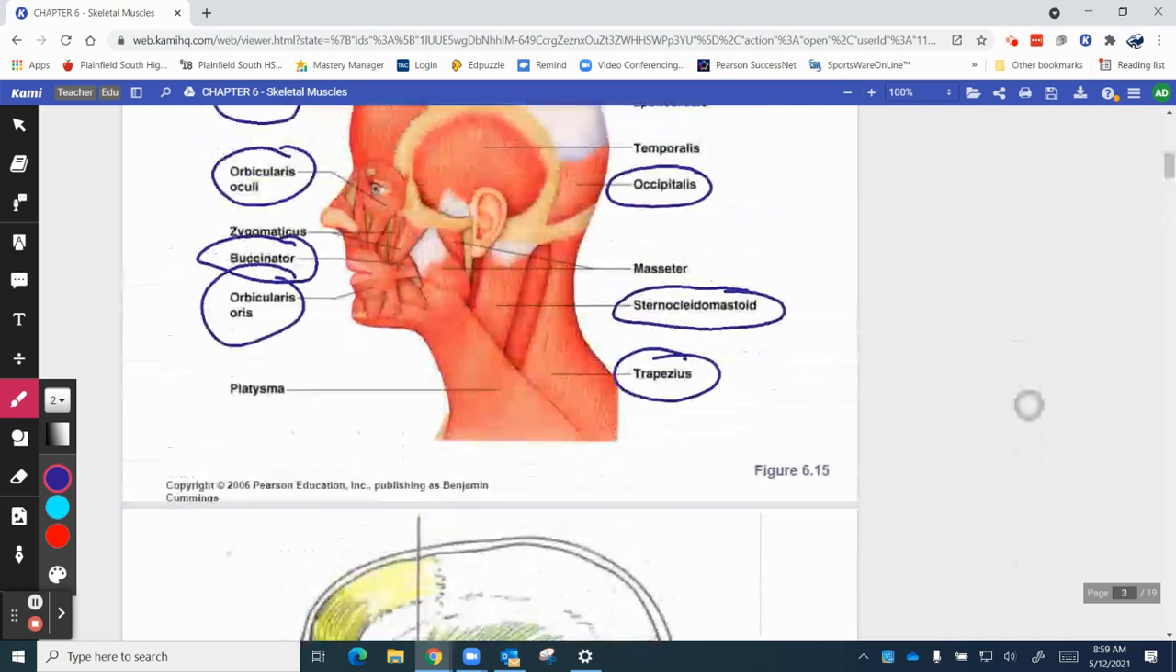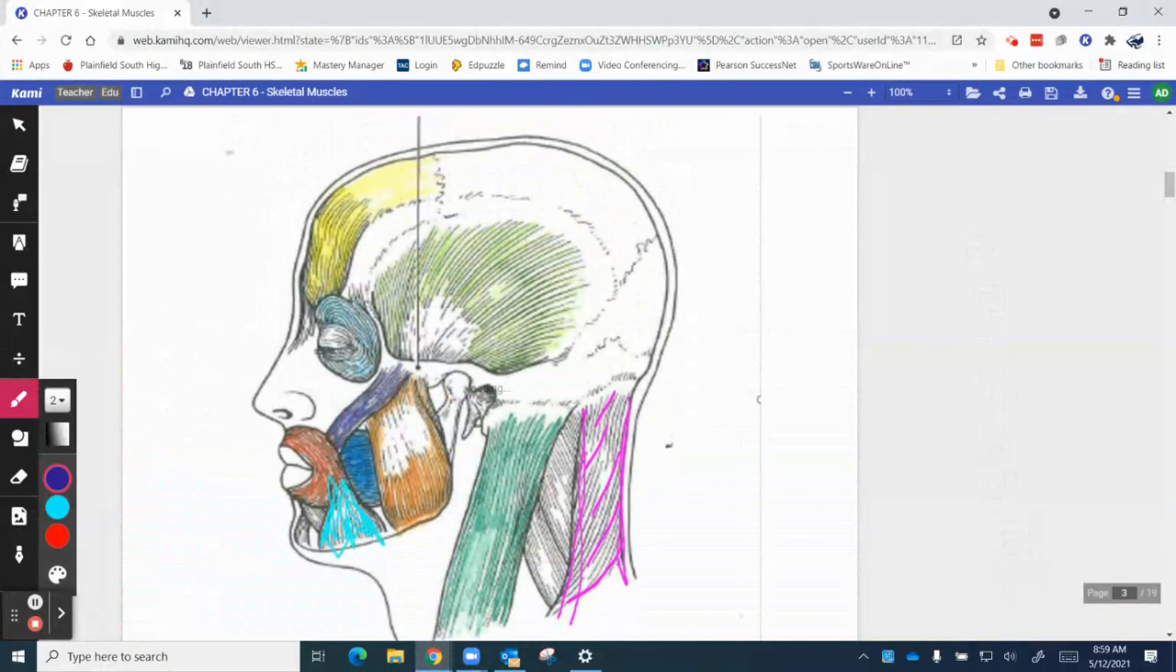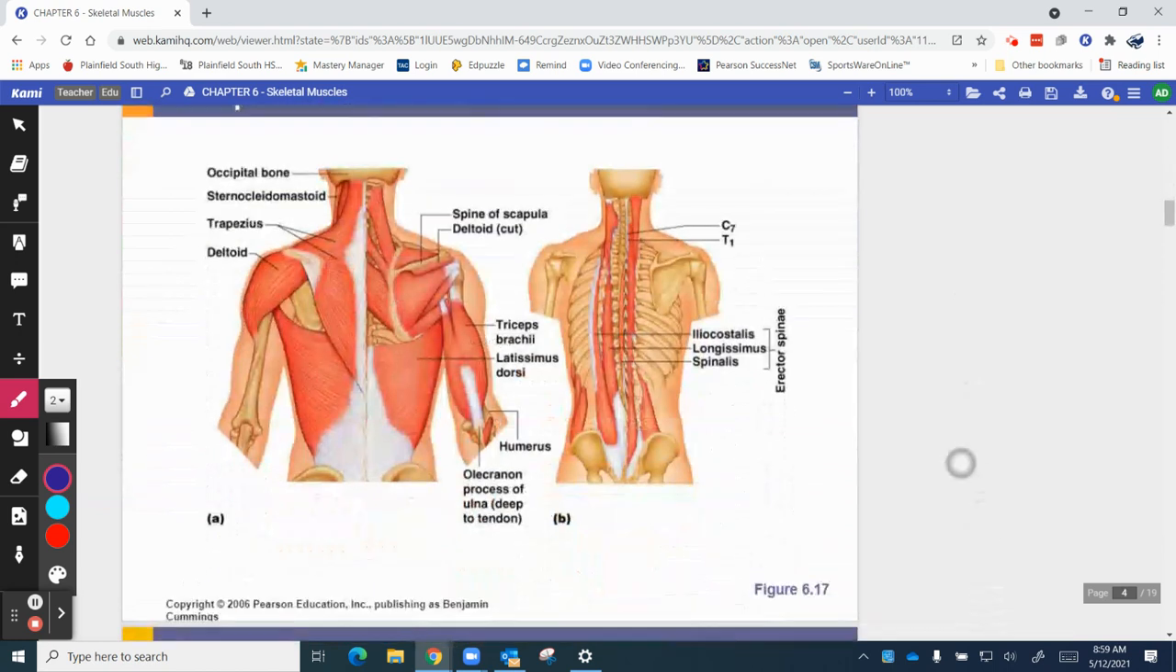Okay, so those are some of the muscles of the head and face. All right, workbook pages. This is in there too, so you guys can help color them for yourselves as well. But that's in there. Muscles of the back then.